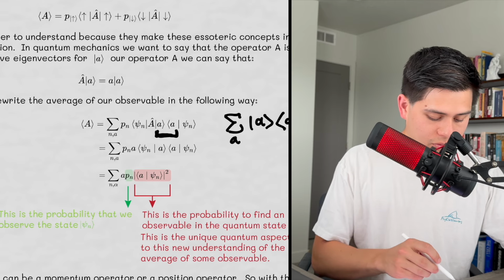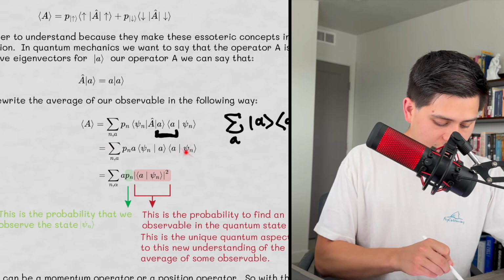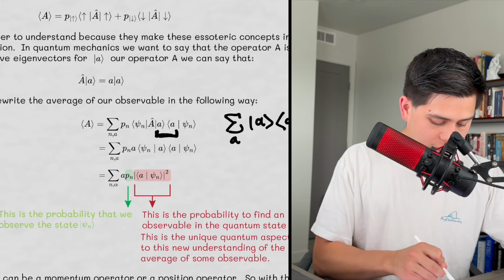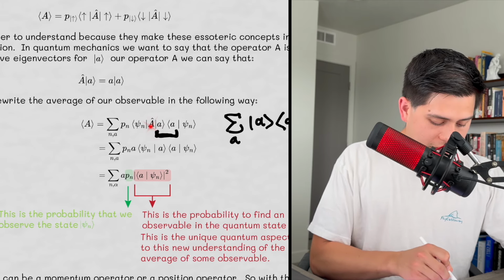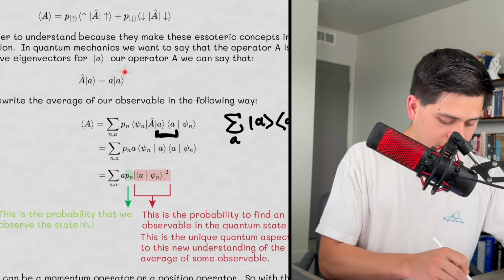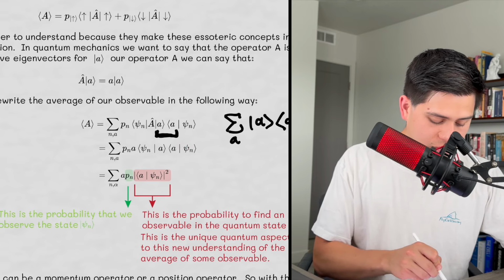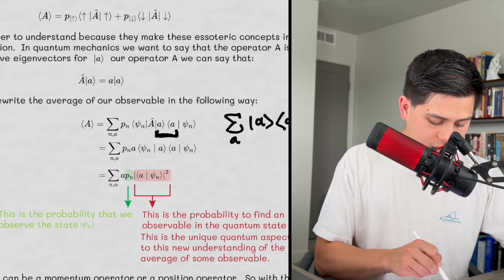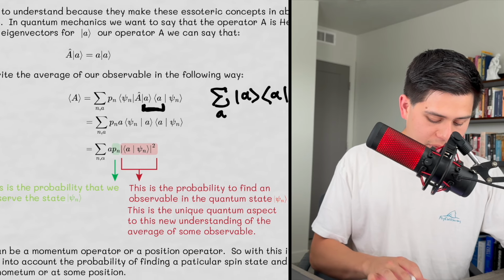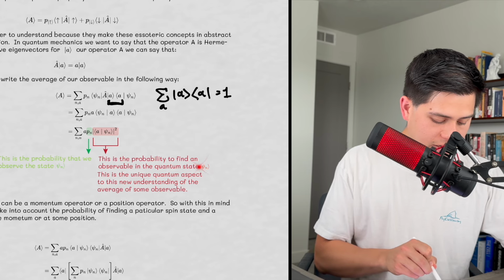So when we do that, we're just really multiplying by 1 here. We're not doing anything. But when we do that, we get this guy right here. And A acting on A is going to give us this here, right? Because that's right here. And so this times this is just this squared, because it's psi n times A times psi n. This is the probability to find an observable in the quantum state psi n.